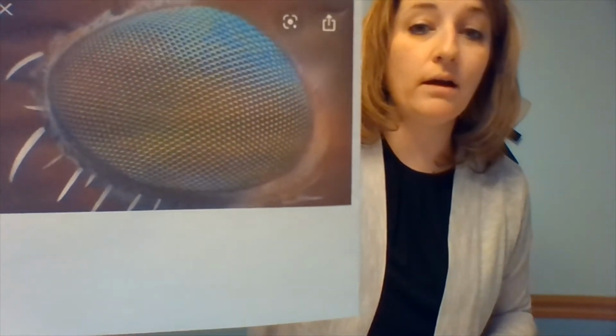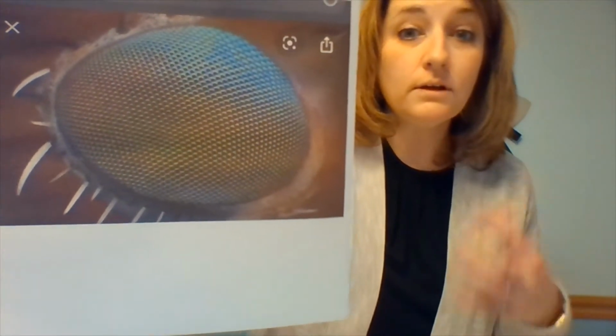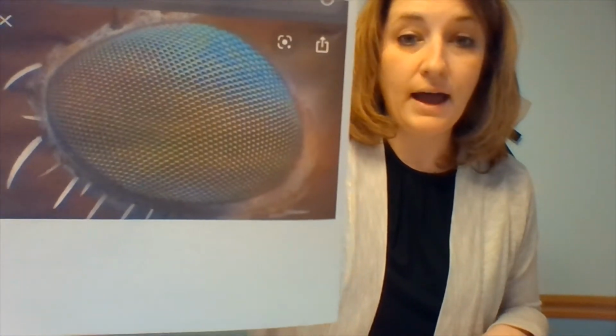So I'm going to show you a picture of what that looks like. This is magnified or made a lot bigger. So that's a really, really close-up look at an insect's eye. Compound eyes let insects see all over the place instead of just looking at one thing. So I thought that was pretty cool.